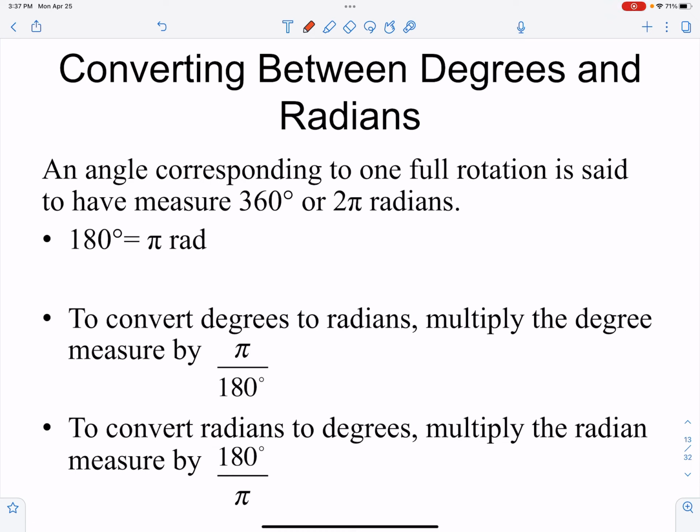In order to convert from degrees to radians or radians to degrees, you could think about setting up a proportion and then solving. But to convert from degrees to radians, you're going to multiply by pi over 180 degrees, and that's because 180 degrees is equal to pi radians. And then to convert from radians to degrees, you're going to multiply by 180 degrees over pi.